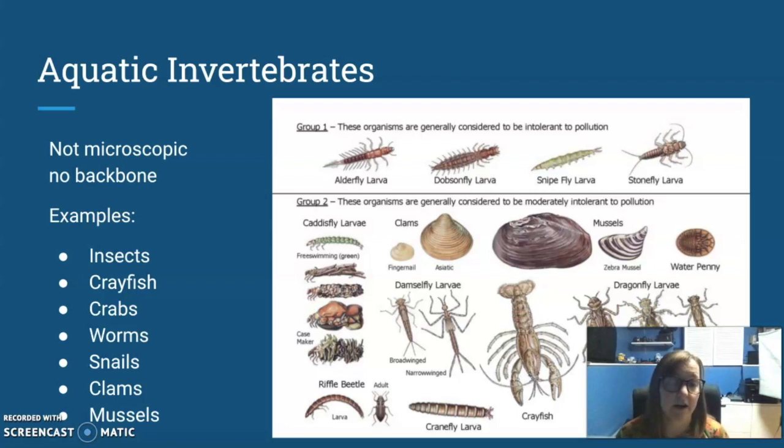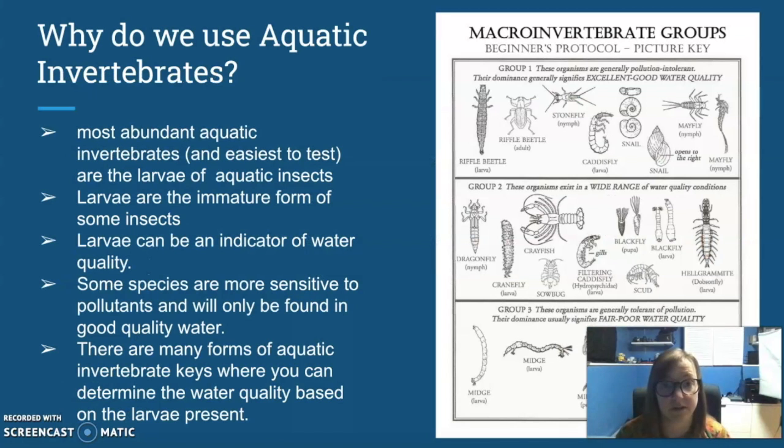So in here I have some pictures of different ones, and if you look at the top, it says Group 1. These organisms are generally considered to be intolerant of pollution. So if you find the alderfly larvae, the Dobson larvae, the snapfly larvae, or the stonefly larvae, you are probably going to be in a very high water quality environment because they are intolerant to pollution. So they will be killed off in their larvae form, and you won't see them if the water quality is poor. That's how we can use our invertebrates to tell water quality.